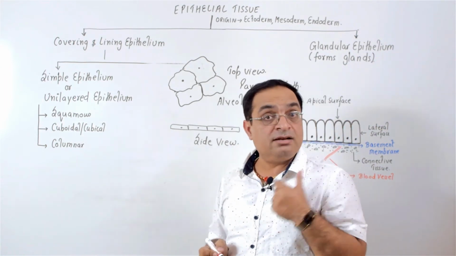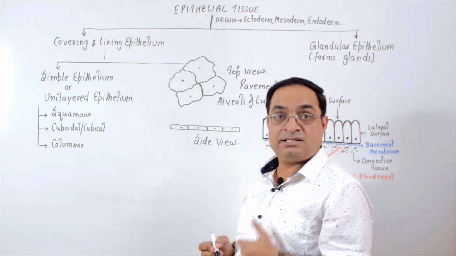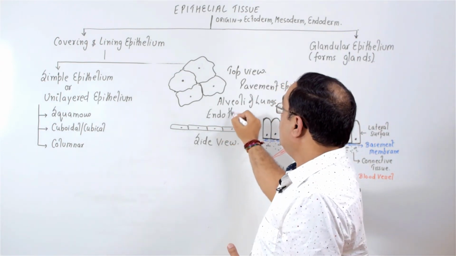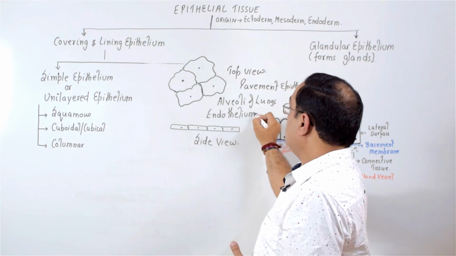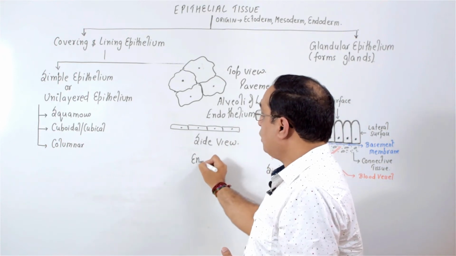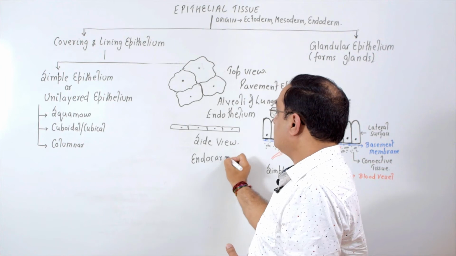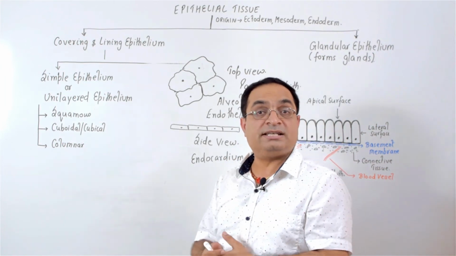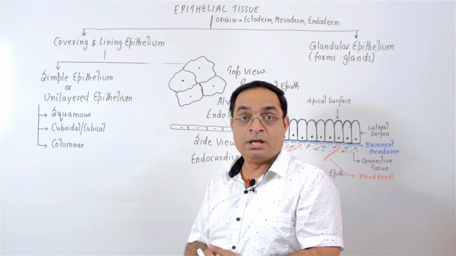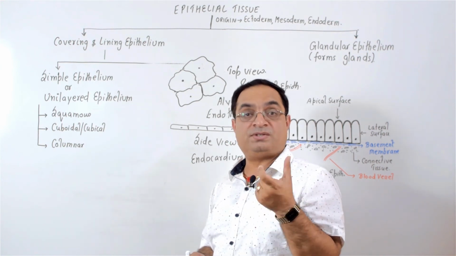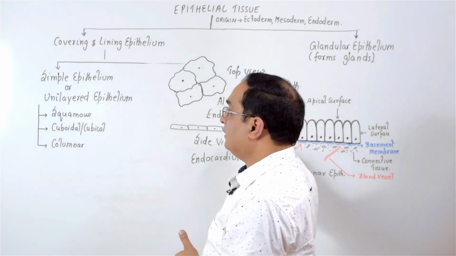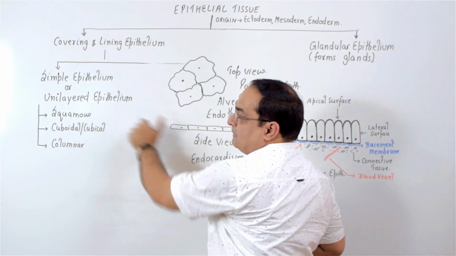It forms the innermost lining of the blood vessels and lymph vessels, and there it is called endothelium. It also forms the innermost lining of the heart, and there it is called endocardium. It is also present in the Bowman's capsule. Bowman's capsule is present in the nephrons, which are the functional units of the kidney. So that was squamous epithelium.